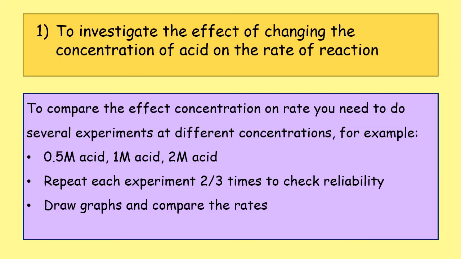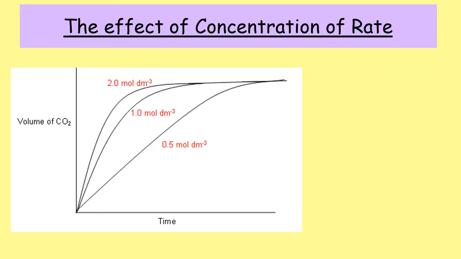If you're investigating concentration of acid, what you do is you do an experiment at different concentrations of acid. So you would do a reaction at maybe 0.5 molar acid, low concentration, 1 molar, medium concentration, 2 molar, high concentration. You do each experiment and then you do repeats of each experiment to check that your results are reliable. You then draw graphs to compare the rates. So this is what your 3 graphs would probably look like.